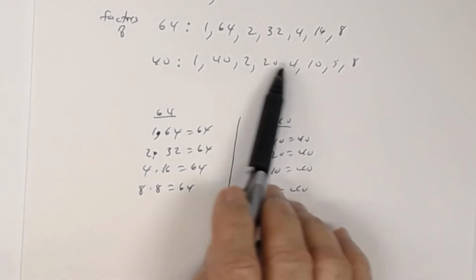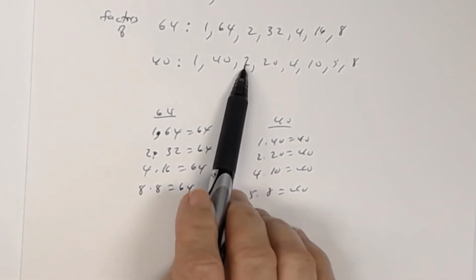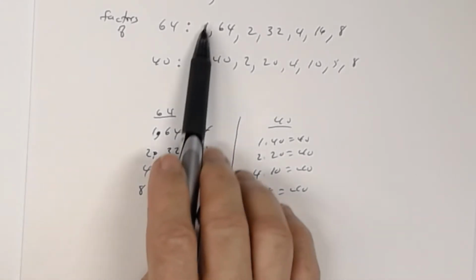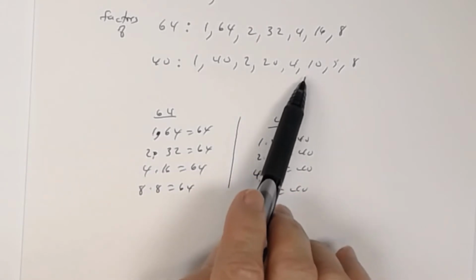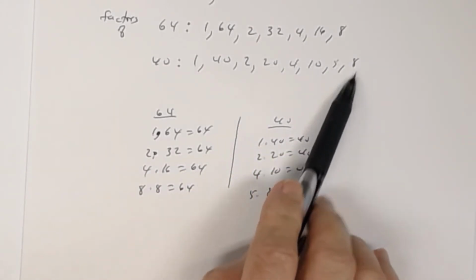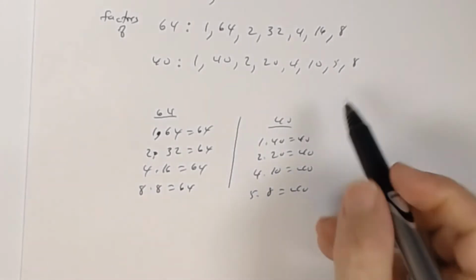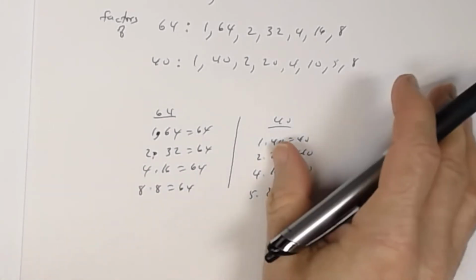That's the largest. Now be careful. They have 2 in common. So they have a common factor, but it's not the greatest. 1's a common factor. 2 is a common factor. And then 8's a common factor, right? So the largest would be 8. So the GCF of 64 and 40 is 8.